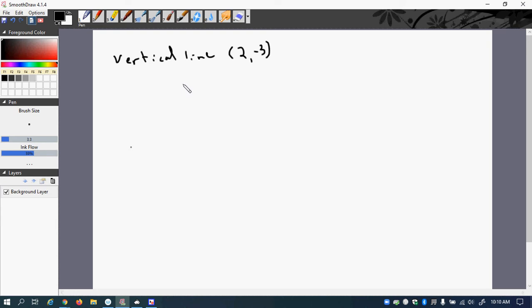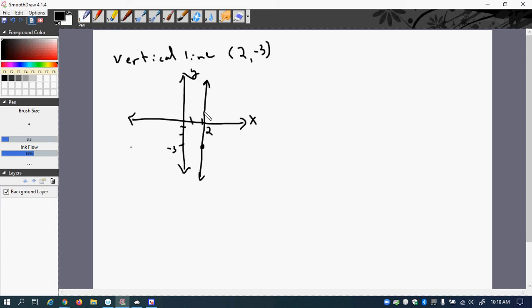So let's go ahead and graph this. So we're going to graph the point. So we go to 2 and then negative 3. So right here. And they say they want a vertical line going through this particular point. So a vertical line is an up and down line. So I'm going to draw a line that goes right through that point. So now I have actually drawn a vertical line through the point (2, -3).